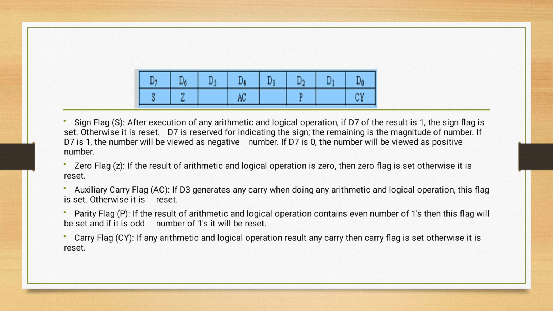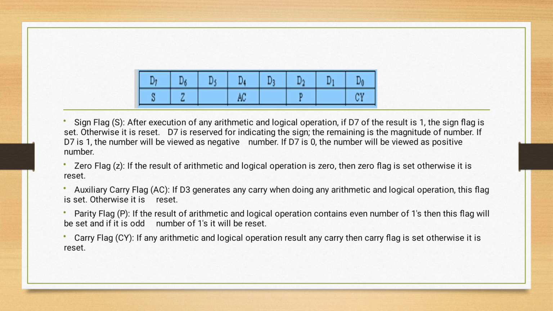So what is sign flag? Sign flag means after execution of any arithmetic or logical operation, if the result is positive, then it will be set to 0. And the sign flag S is set to 1 if the result of an arithmetic or logical operation is negative. Next, zero flag. The zero flag is set to 1 if the result of the ALU operation is 0. Otherwise, it is in reset condition.